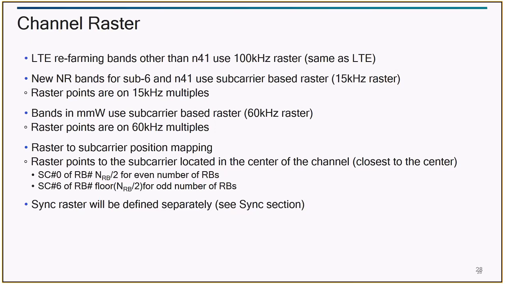When you go to millimeter wave, that channel raster is around 60 kilohertz. So the ARFCN numbering remains? The ARFCN number changes based on this.